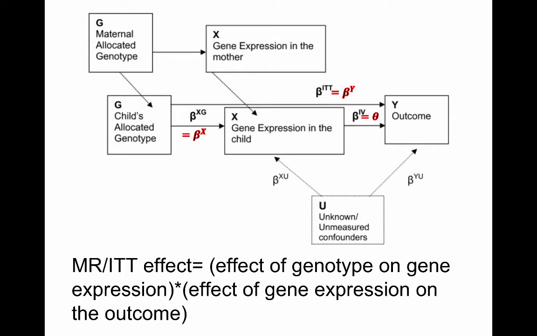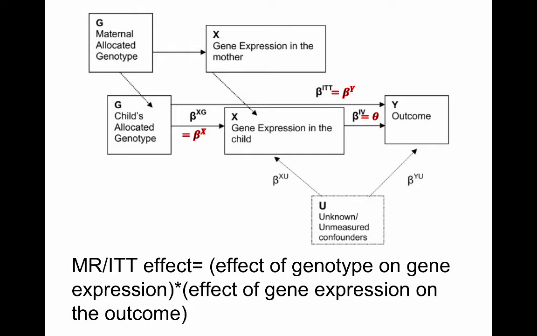Let me tell you a little bit more about how that would work. The intent to treat effect, which here is called beta ITT, and in Stephen's lectures you might know it as beta Y, can be written as the product of the effect of the genotype on gene expression, which in Stephen's slides is called beta X, and the effect of the instrumental variable, which Stephen calls theta, and this paper calls beta IV. If this relationship is not exactly clear to you, please go back and listen to Stephen's second video, in particular the section on the ratio method, because that's what we're relying on here.